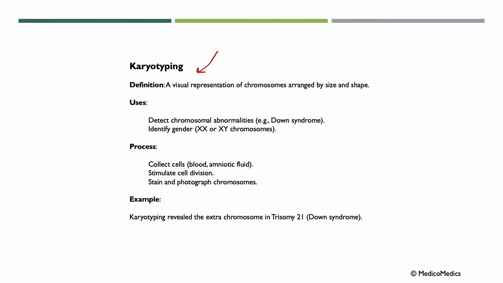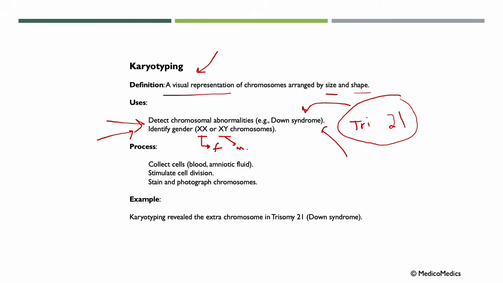Now, what is then karyotyping? Well, it is a visual representation of chromosomes arranged by size and shape. We use it to detect chromosomal abnormalities, for example, Down syndrome. It helps us identify gender. So is it XX or XY chromosomes? If you remember, XX is female and XY is, you guessed it, male. And Down syndrome, for example, is also known as trisomy 21, where we have an extra copy of chromosome 21.